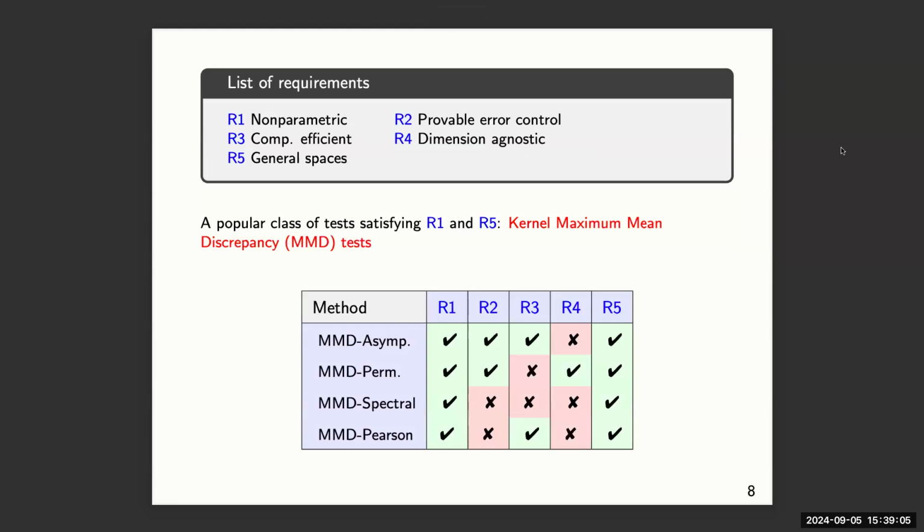Now, a popular class of tests that satisfy R1 and R5, so they are non-parametric and they can work on general spaces, are based on this notion of kernel maximum mean discrepancy, and I'll describe it in the next few slides. There are several versions of these kernel-MMD based tests, and I've listed some of them. All of these tests satisfy R1 and R5, but they also violate at least one of the other three requirements. In this talk, I will describe a test that simultaneously satisfies all these five properties.